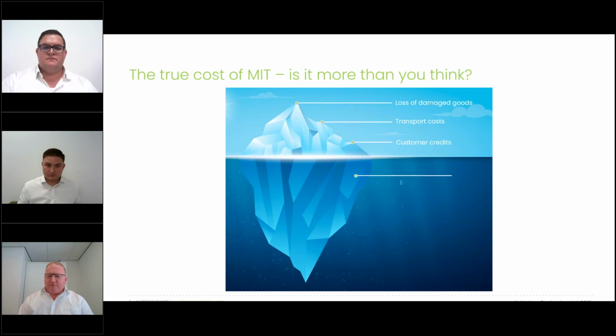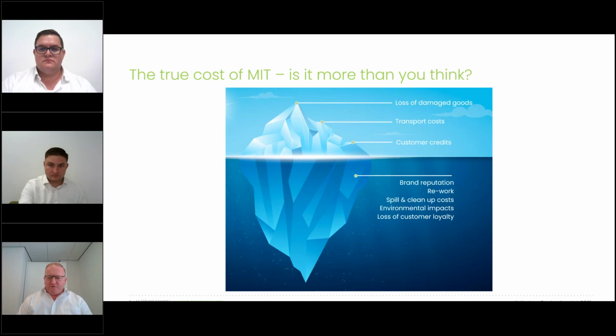That's really the tip of the iceberg as we dive a bit deeper into what this challenge is costing our industry. There's brand reputation damage, there's rework of product and packaging, spill and cleanup costs, there's environmental impacts. Think of the CO2 liability by reproducing and remanufacturing products, customer loyalty, customer service time, personal injury, often difficult to quantify but very, very costly, and then the whole impact on supply chain and administration costs. Not an easy calculation to do, but I think we all know in our experience that those costs are there and the impacts are very, very real.